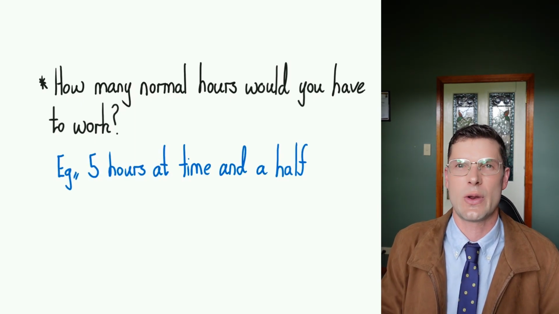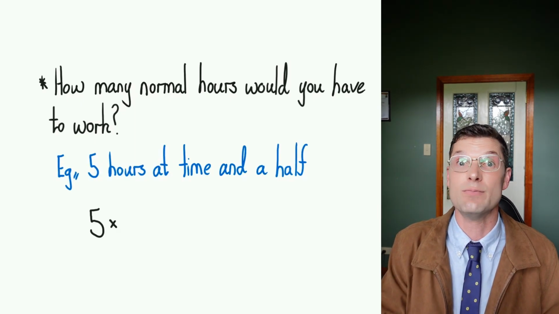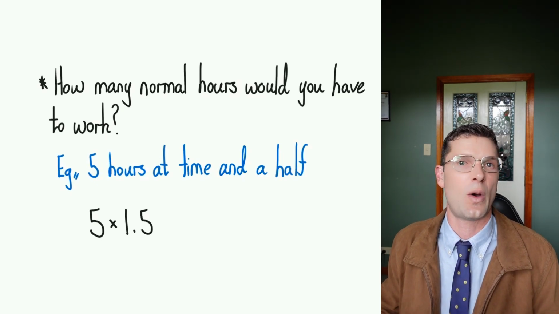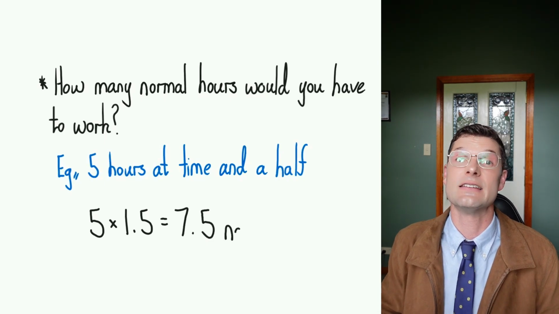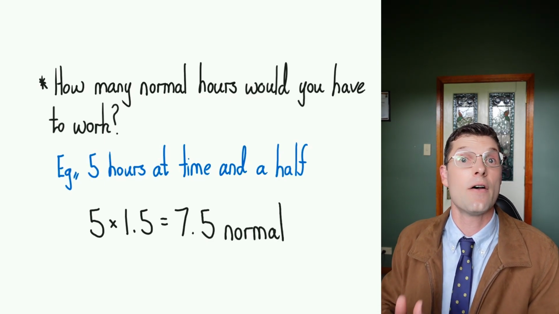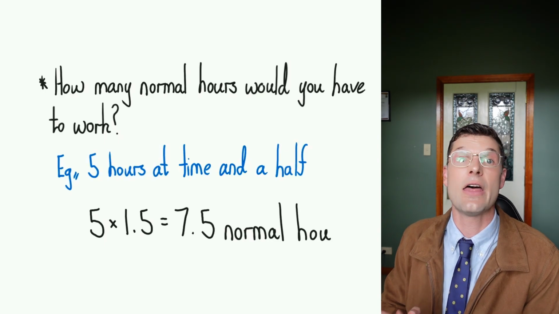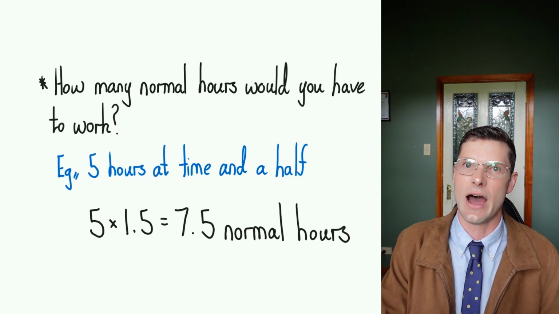How many normal hours would I have to work? All I have to do is multiply it by the incentive, 5 times 1.5. This is equal to 7.5 hours. What this is saying is I would earn the exact same amount for 7.5 hours at normal pay than I would at 5 hours at time and a half.